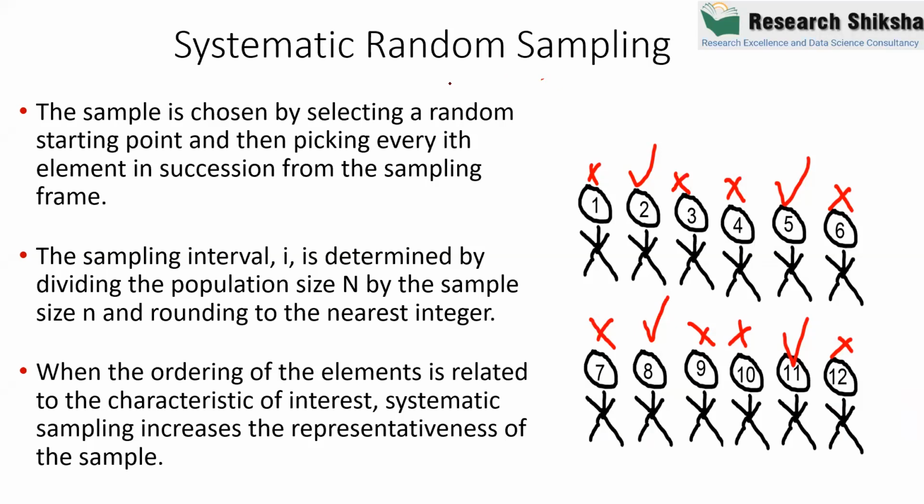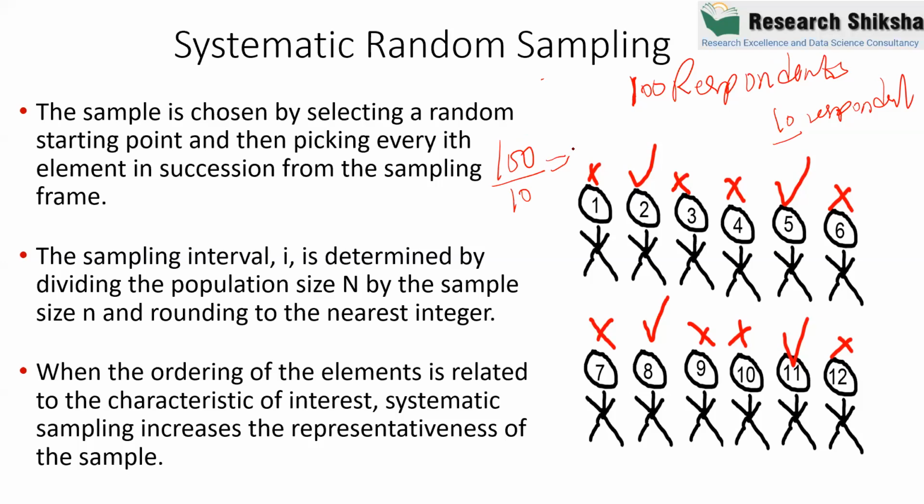Suppose I have 100 respondents, and out of these 100 respondents I want to pick 10 respondents. So I just divide 100 by 10. This is 10. So first, I will pick any one from the 10 respondents.